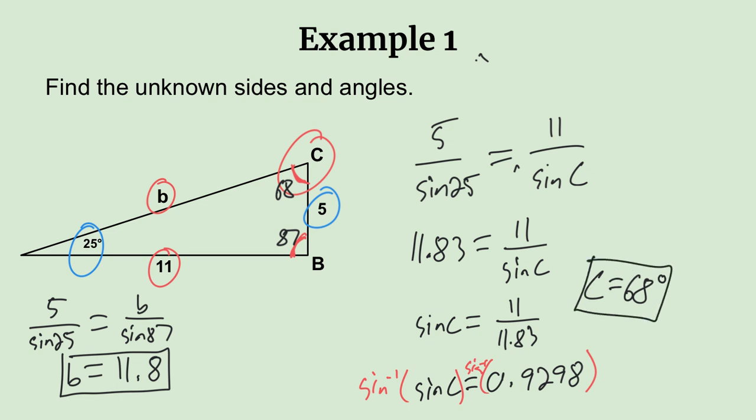We had talked about this at some point as well. A quick check you can do is make sure the lengths of the sides match up with the angles. So 87 is the biggest angle, so b should be the biggest side, which 11.8 is. 25 degrees is the smallest angle, and 5 is the smallest side. So that won't necessarily mean you're exactly right, but it's a decent check.